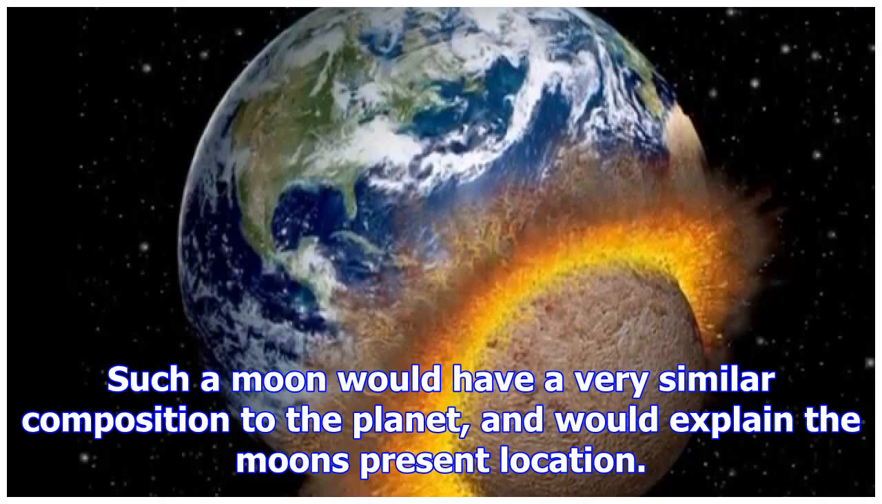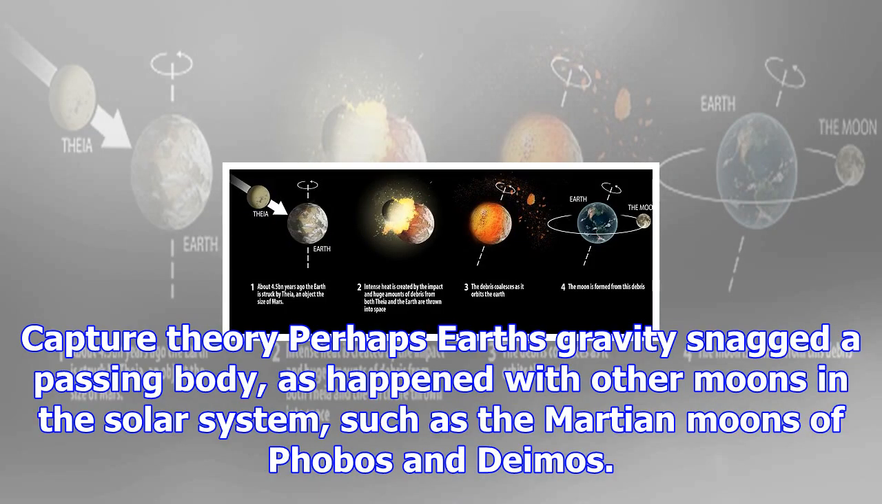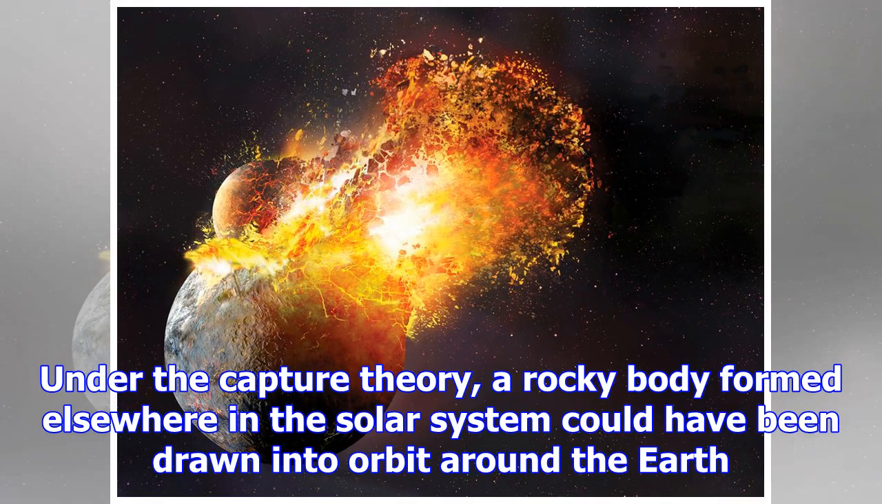Co-formation theory. Moons can also form at the same time as their parent planet. Under such an explanation, gravity would have caused material in the early solar system to draw together at the same time as gravity bound particles together to form Earth.